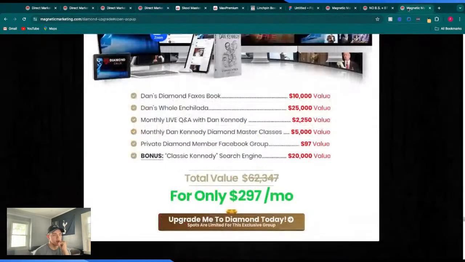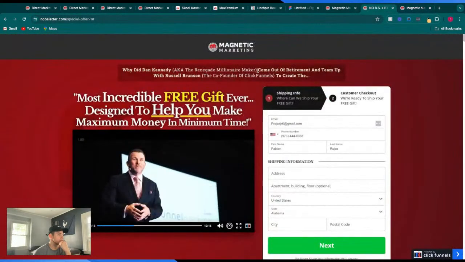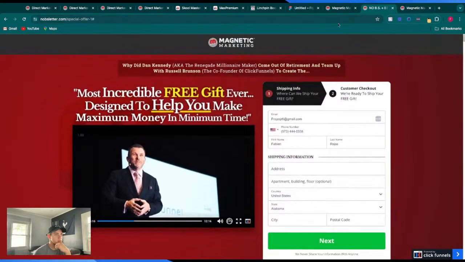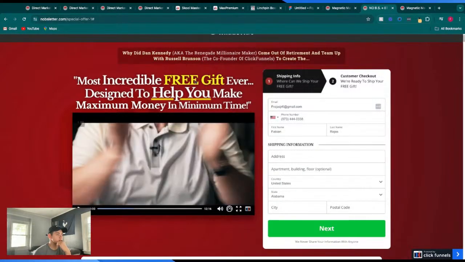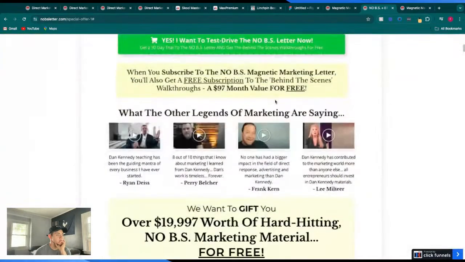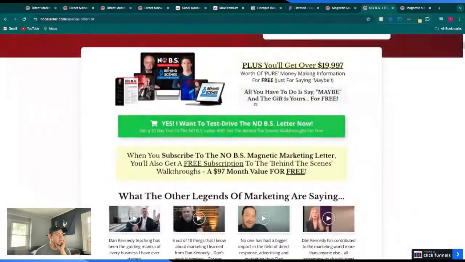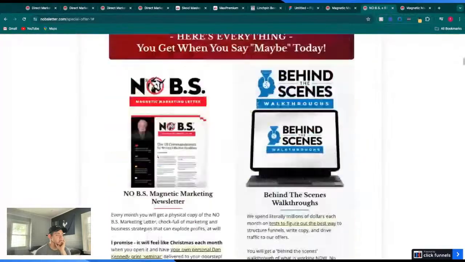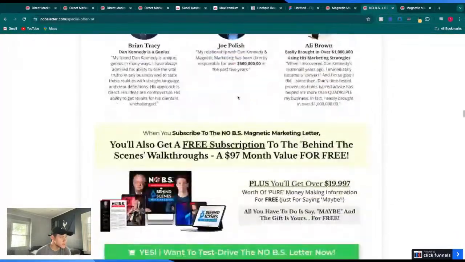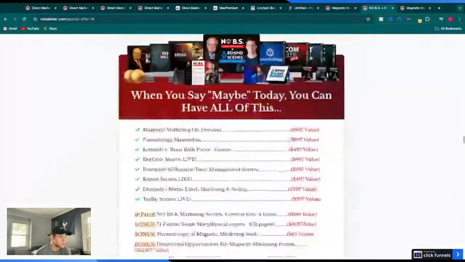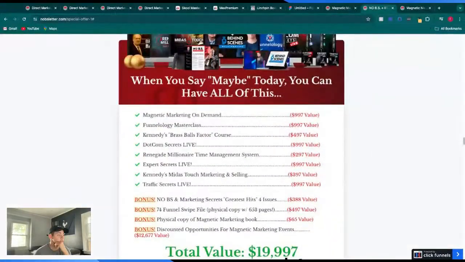Let's see, maybe I've got it over here. Okay, here it is. So they sell this. The sales page doesn't look exactly the same, but they sell their most incredible free gift ever, designed to help you make the maximum money in the minimum amount of time. So let's see. Can we go to the offer? I just want the offer stack, because this is how we're going to be crafting our offer and our funnels here.